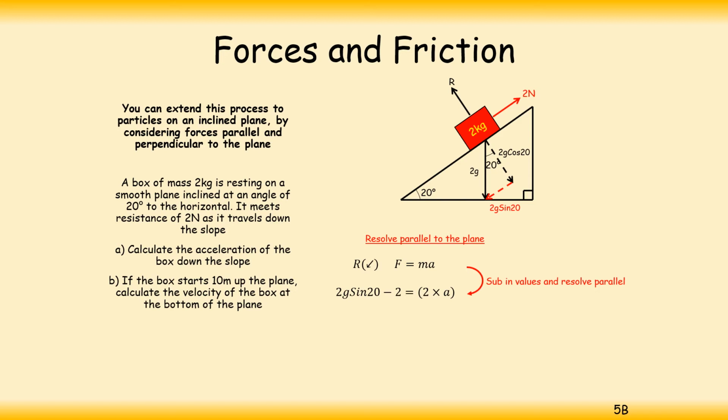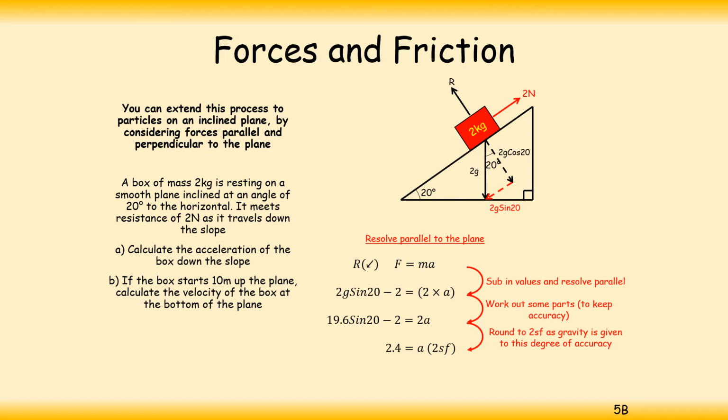So if we resolve going down parallel to the plane, then 2g sine 20 is going to be positive, minus 2 because it's going in the opposite direction. So these forces are equal to ma. Your m is 2, times a. Now simply if you just solve that, it will give us the acceleration of 2.4 to 2 significant figures, but more commonly I would say give it to 3 significant figures.